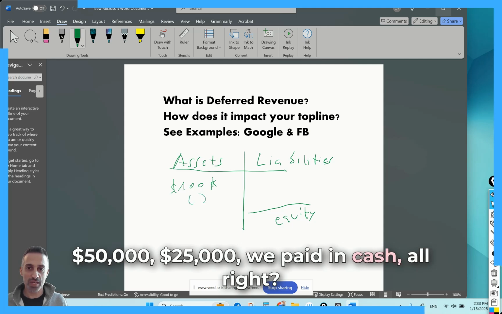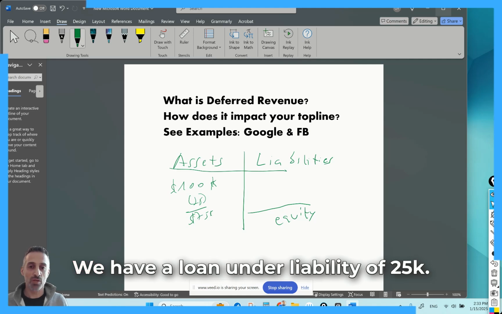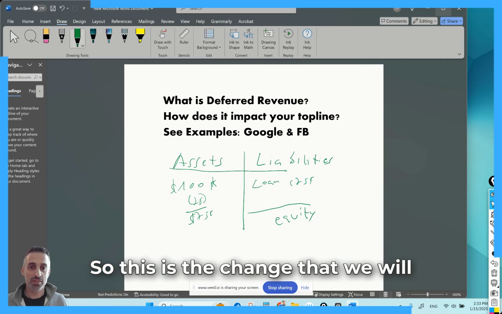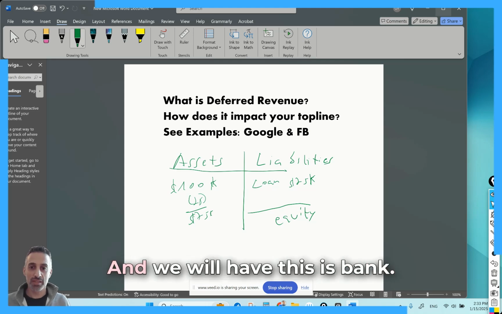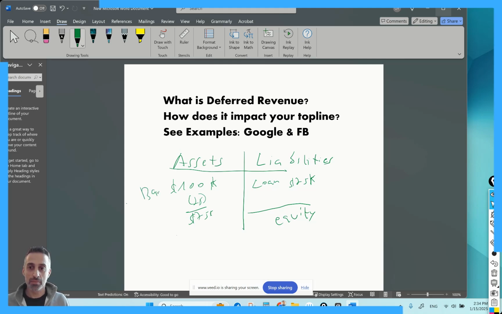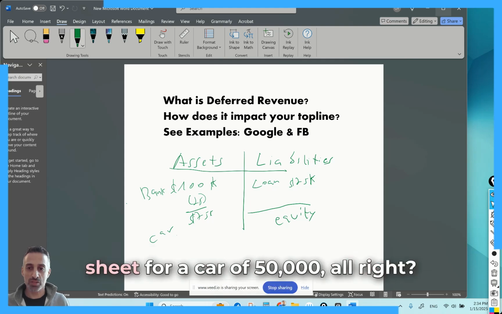$25,000 we paid in cash, all right? So we are left with 75K in cash. We have a loan under liability of 25K. So this is the change that we will see in our balance sheet, all right? And we will have, this is bank, we will have an additional line in our balance sheet for a car of 50,000, all right?